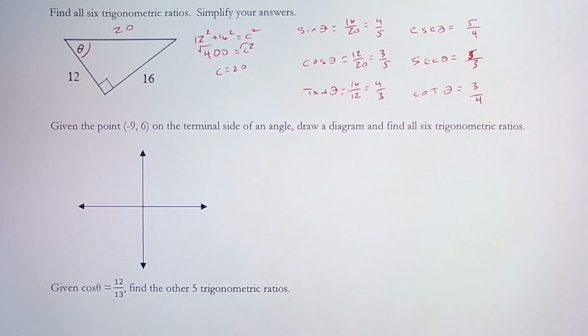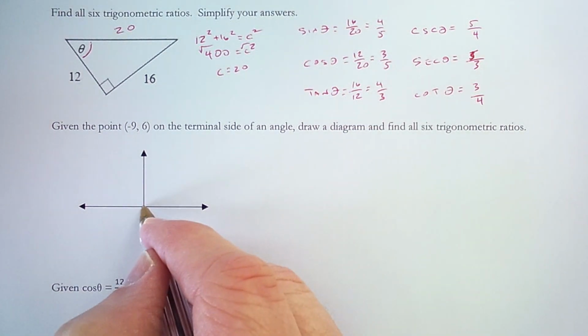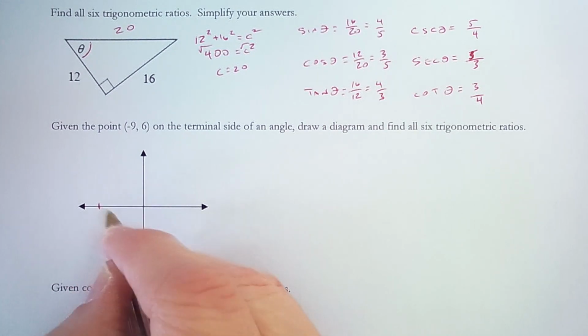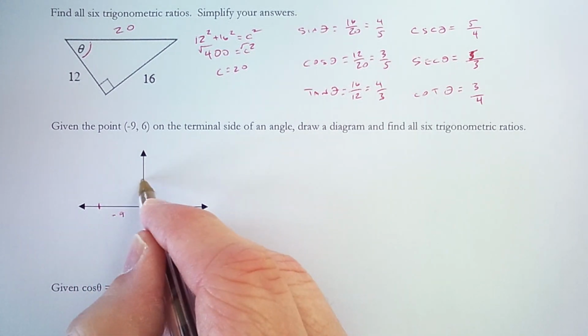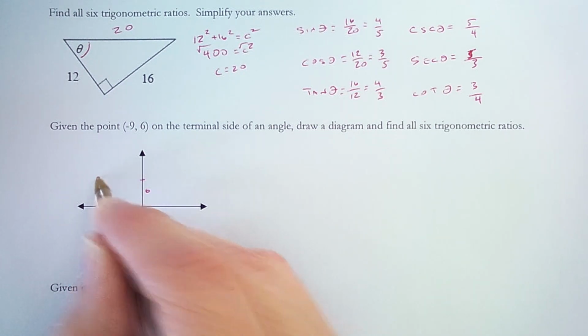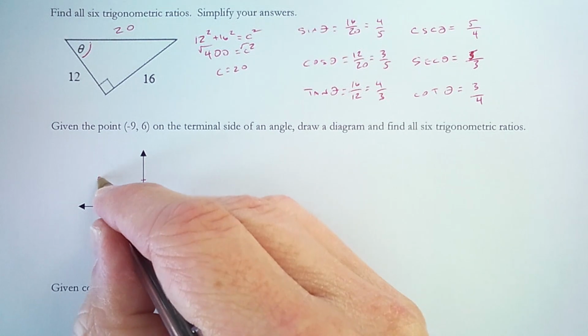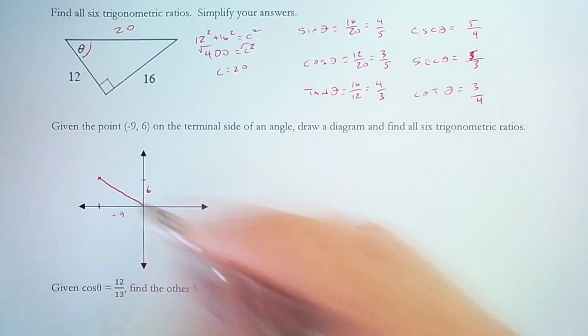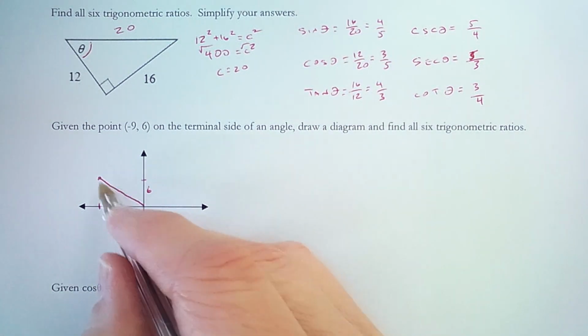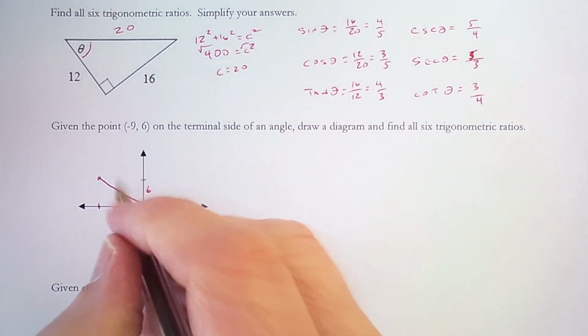Next, we are given the point -9, 6 on the terminal side of an angle. So -9, 6 means we're going to go 9 to the left and 6 up, and our point will be right about here, -9, 6. Okay, so there's our angle, and -9, 6 is on the terminal side. Find all 6 trig ratios.